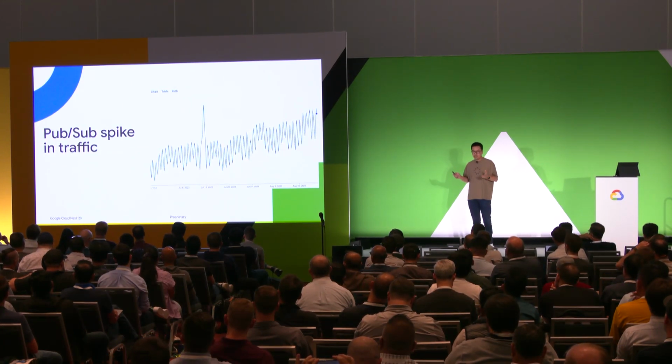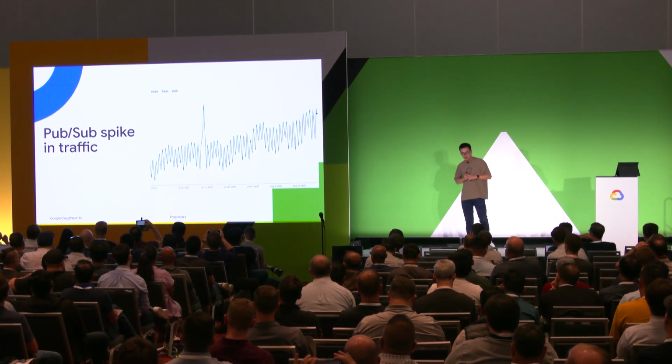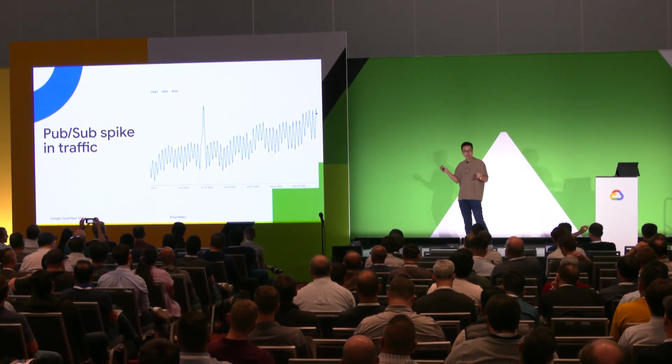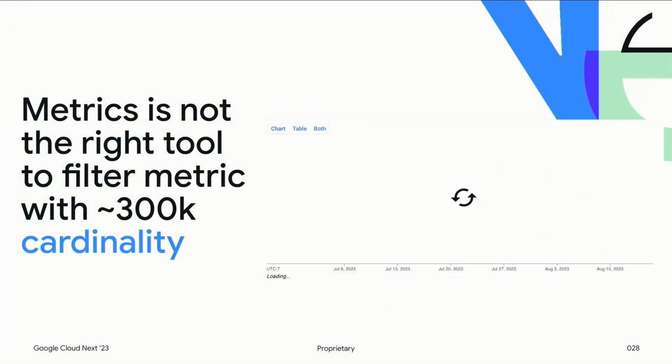Sam first checked the overall bandwidth traffic metrics. He found the spike, and he can confirm the start and end time, but that's not enough. There is indeed a breakdown metric, but there is a problem: this metric has around 300,000 cardinality.